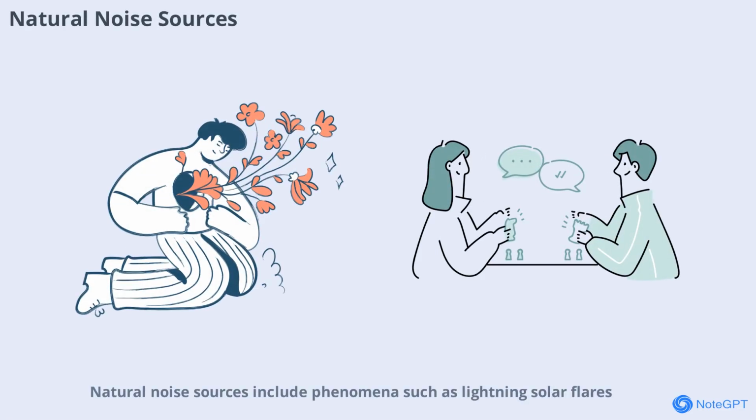Natural noise sources include phenomena such as lightning, solar flares, and cosmic background radiation. These sources are beyond human control and can cause significant disruptions, especially in long-distance or satellite communications. Understanding the patterns and intensity of natural noise helps engineers design systems that can adapt to changing conditions.